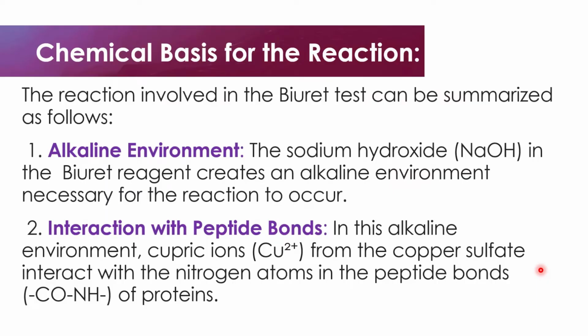Now let us look at the chemical basis for the reaction, or in other words, the chemical processes that are involved in the Biuret reaction. First is the alkaline environment. What we have to note is that the sodium hydroxide in the Biuret reagent creates an alkaline environment which is necessary for the reaction to occur. The next is the interaction with peptide bonds, and this is the second step or stage in the Biuret reaction.